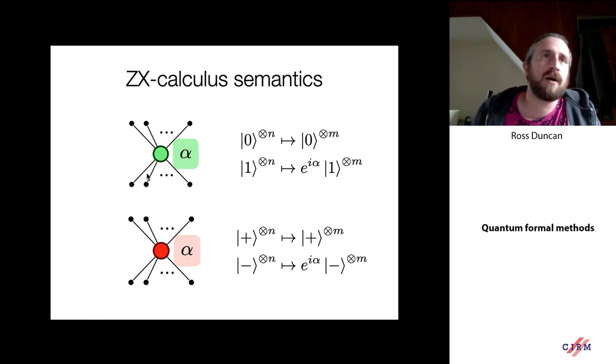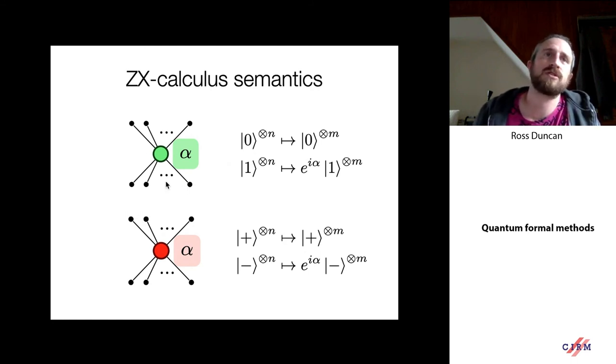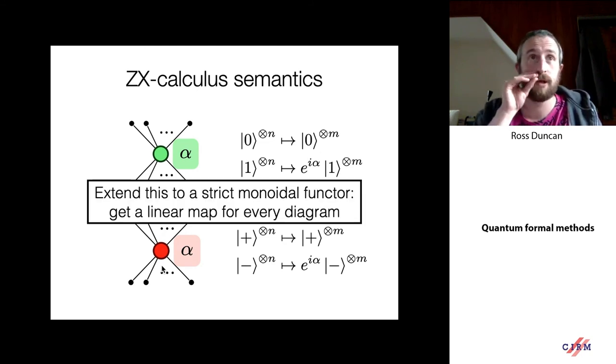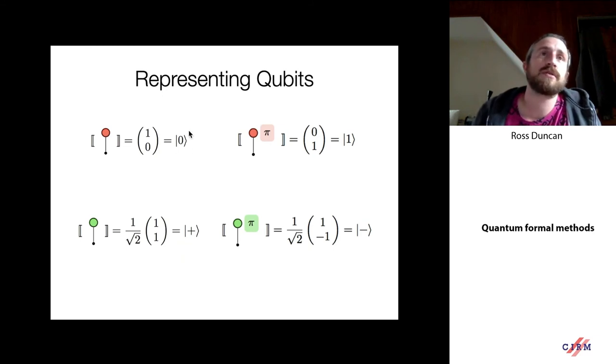So I can make any graph by plugging these wires together. And it's pretty easy to work out how to get a linear map. If you know what the vertices do, then you can easily work out how to put together a linear map for a large diagram. So we will go directly to looking at the qubits. The standard zero qubit turns out to look like this in the ZX calculus, and the one qubit is the same, except this label is now pi. And this is a general feature: pi is the orthogonal partner of zero. And the plus state is just a green vertex, and the minus state is green with pi.